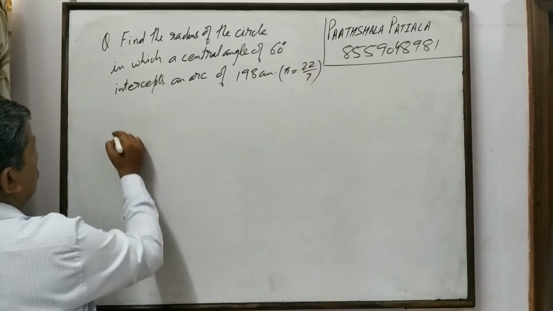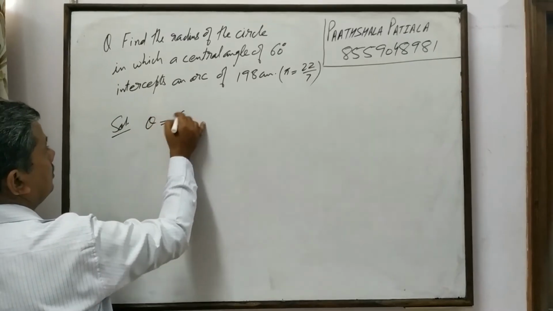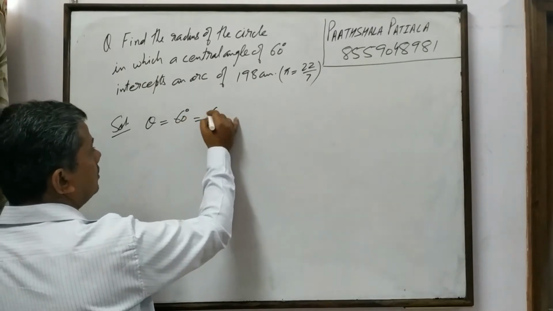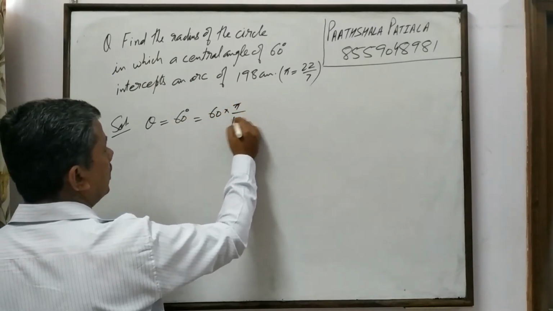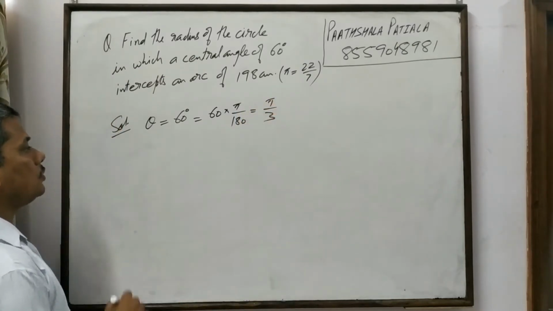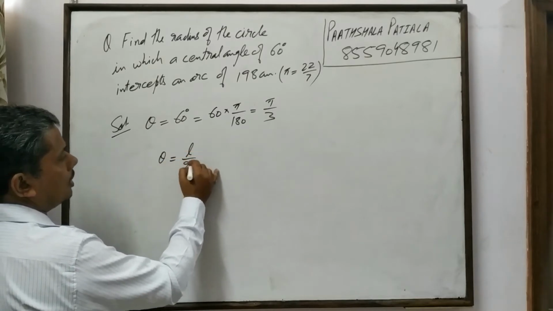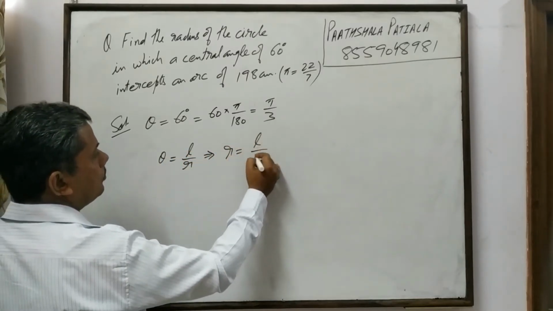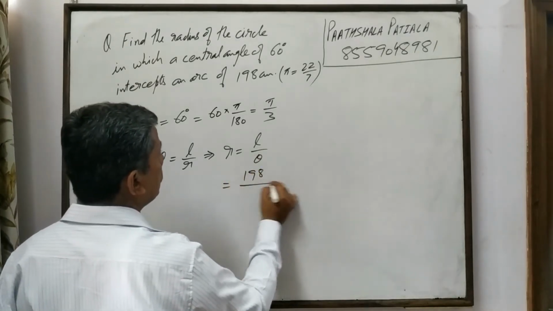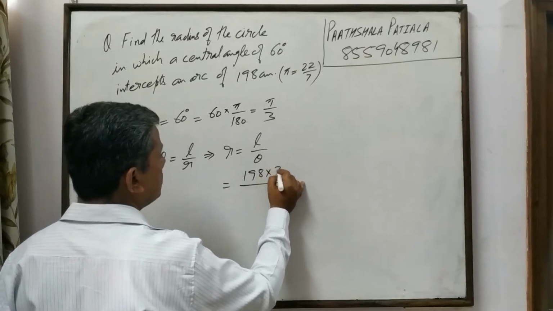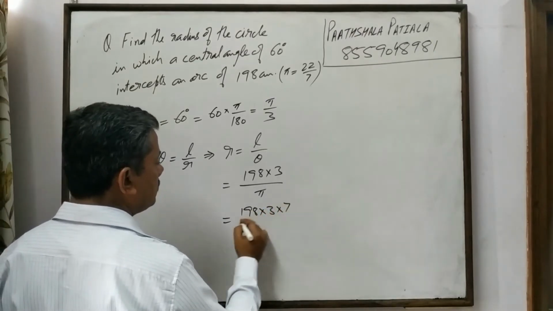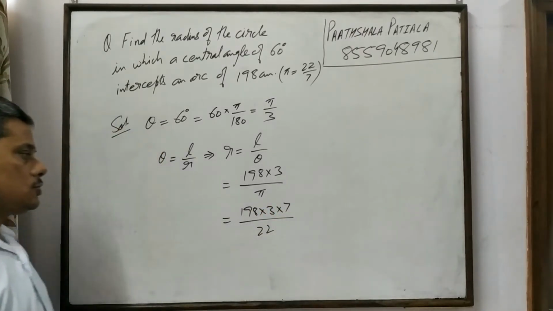Solution: theta is equal to 60 degrees, but we need theta in radians. To convert this into radians, multiply by pi upon 180. This will give you pi by 3 radians. Now we know the formula, theta is equal to L upon R. This implies R is equal to L upon theta. L is 198 upon theta is pi by 3, so it is 3 upon pi. 198 into 3 into 7 upon 22. Solve this.